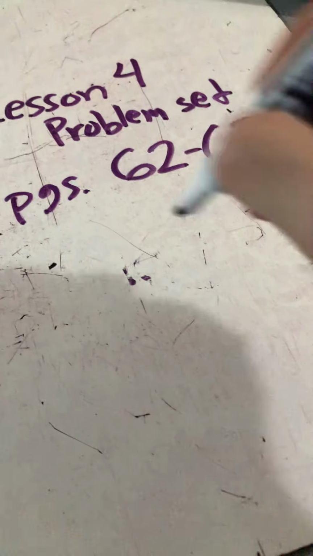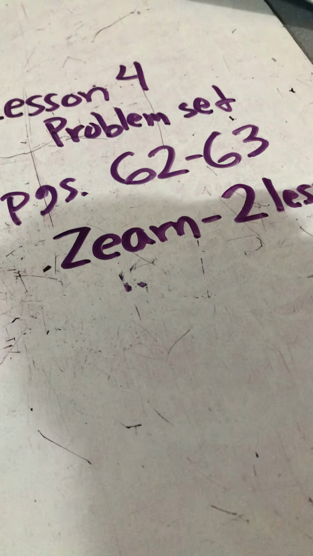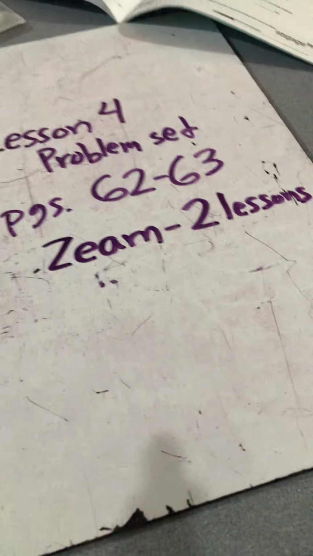All right. Now, on top of this assignment, I'd like you to go on Zern for Tuesday, and I'd like you to try to get 2 lessons done. I'd like you to get 2 lessons done on Zern tomorrow, Tuesday, March 17th.